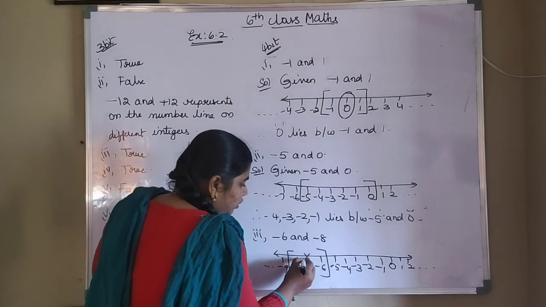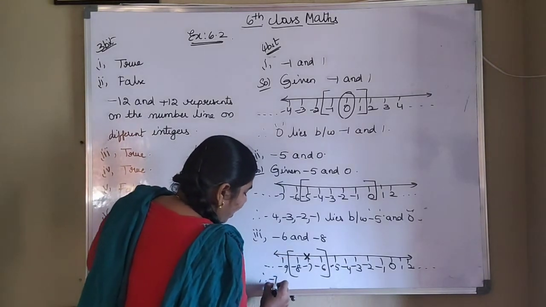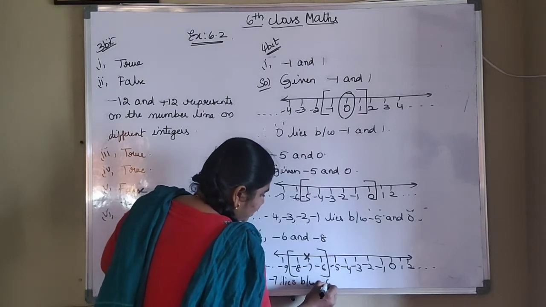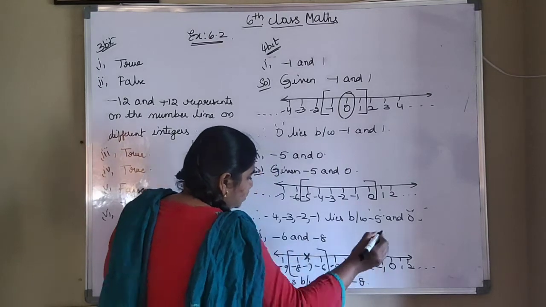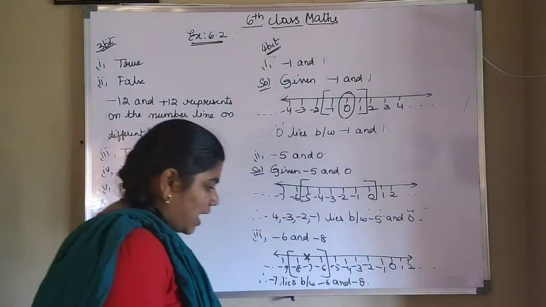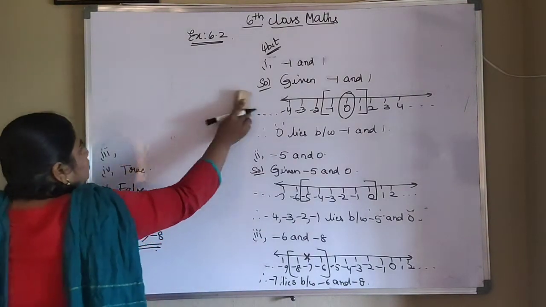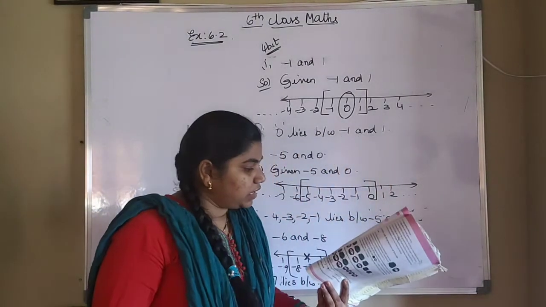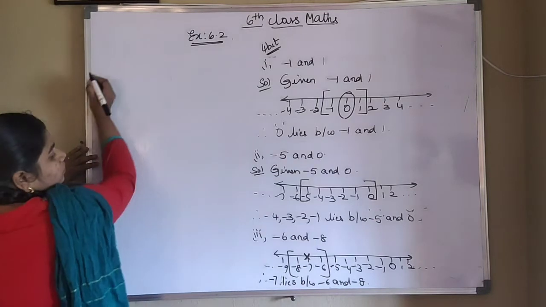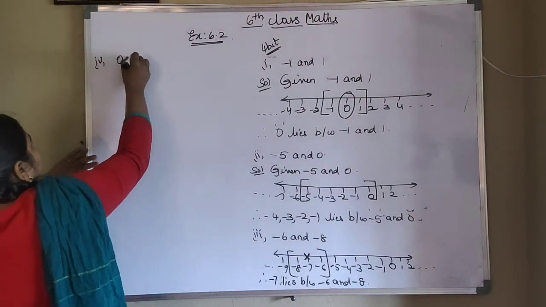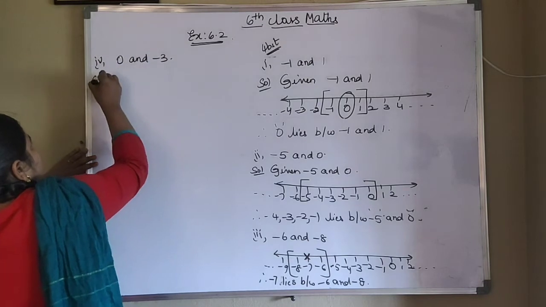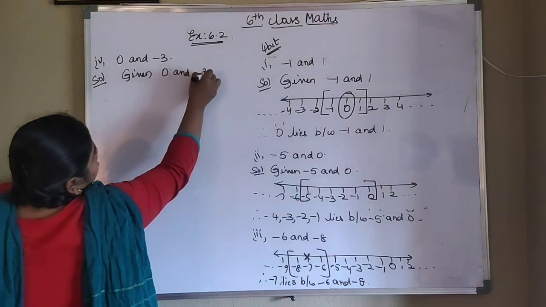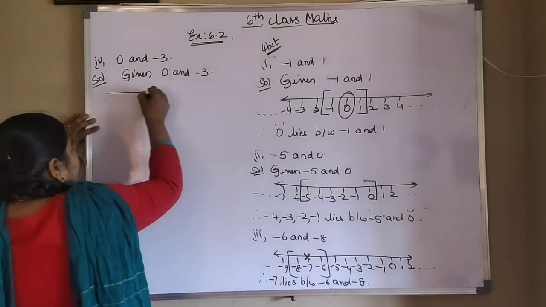So what is the middle integer? That is minus 7. So therefore minus 7 lies between minus 6 and minus 8. So this is our third question. Next, last one. What is this? 0 and minus 3. So first draw a number line.